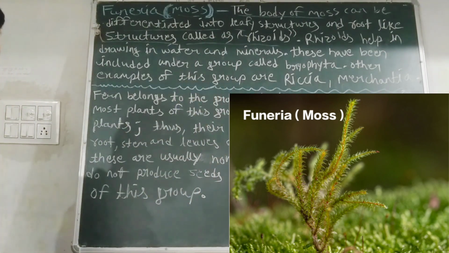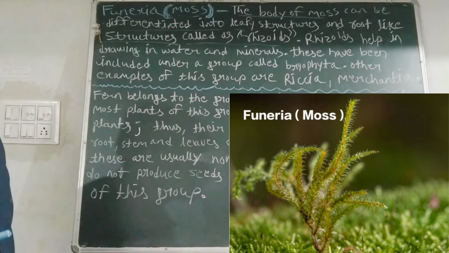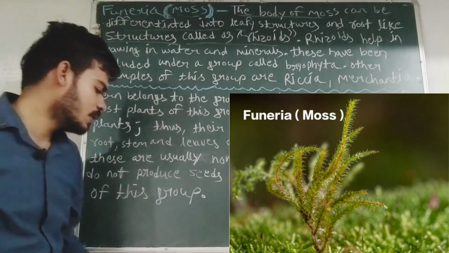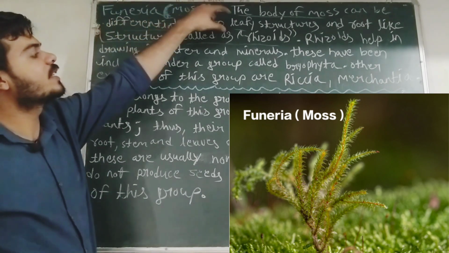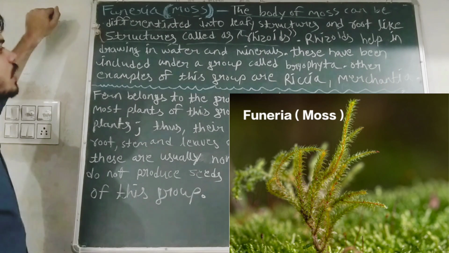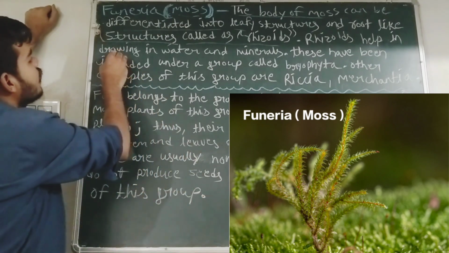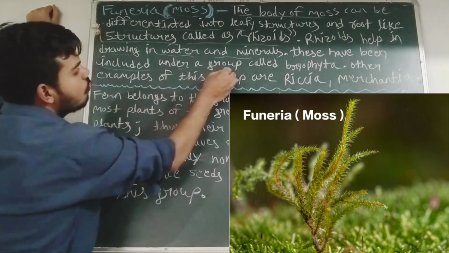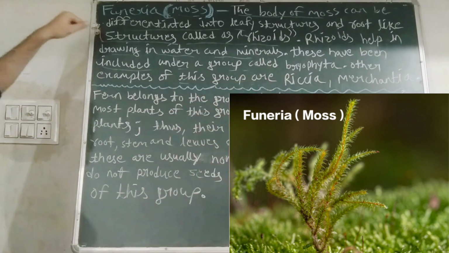Now we studied that algae, which we call kai, cannot be differentiated into root, stem and leaves. But another example of kingdom Plantae, Funaria, is differentiated into root, stem and leaves. And the root-like structures are called rhizoids. Rhizoids help in drawing in water and minerals, thus they have been included under a group called Bryophyta. Other examples of this group are Riccia and Marchantia.